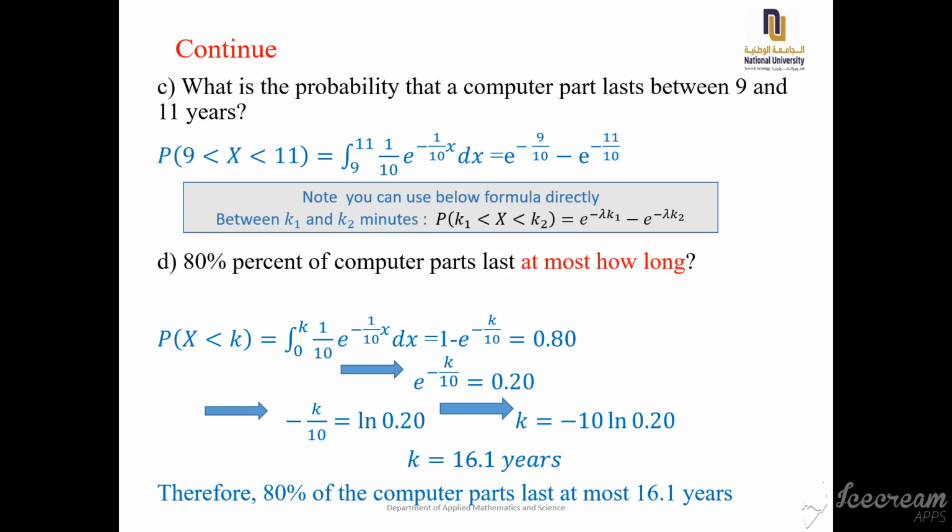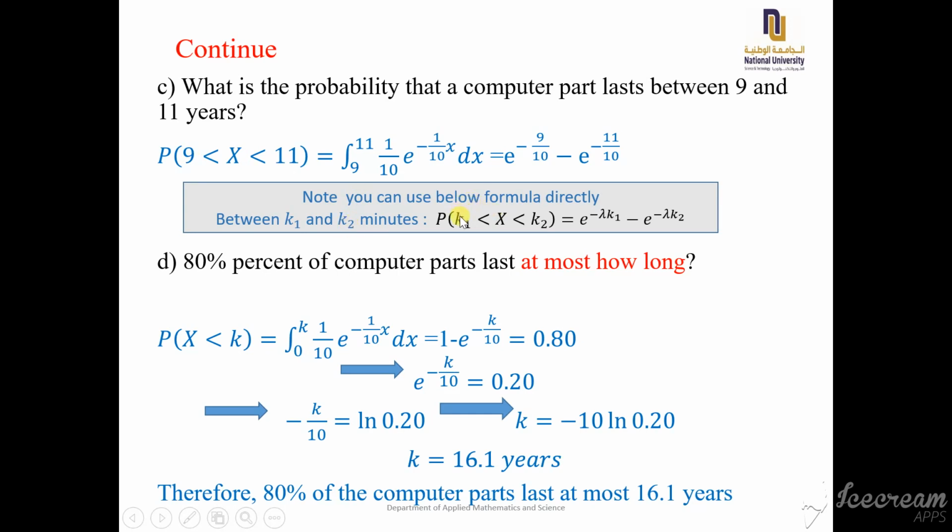Now, as I told you before, when you are asked to find the probability that the computer part lasts between 2 times, so between 9 and 11 years, you can integrate from 9 to 11 using the exponential function, and then integrate it with respect to x, and you are going to get that. Or you can use the formula which I gave you when you have to find the probability that your x is between k1 and k2. Let's say in this example, k1 is 9 and k2 is 11.